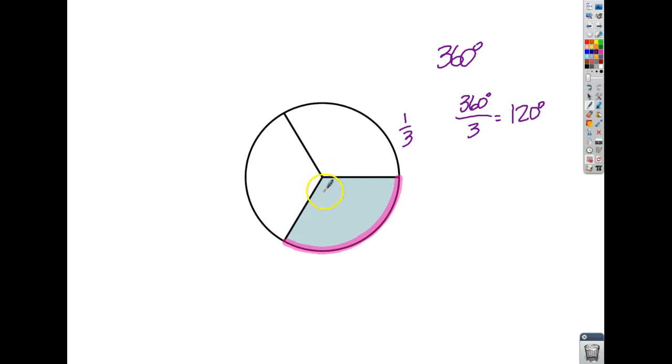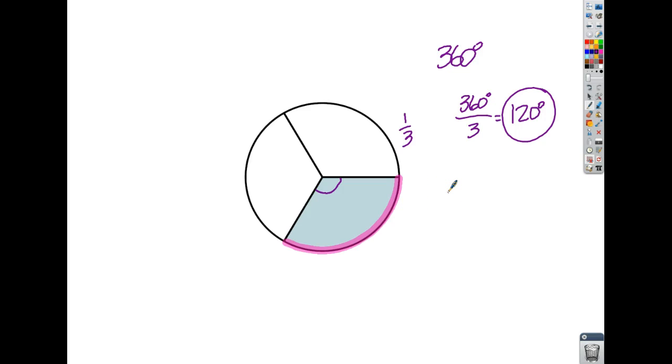So each of these segments is 120 degrees, this one is 120 degrees, and this one is 120 degrees. But I've only traveled this amount 1 time. That's what this one is saying. I've broken it up into 3 pieces, and only one of them am I working with. So 120 degrees. Now we're going to up the ante a little bit, and when you enter in these degrees, I want you to type in the degree symbol, because that's important.